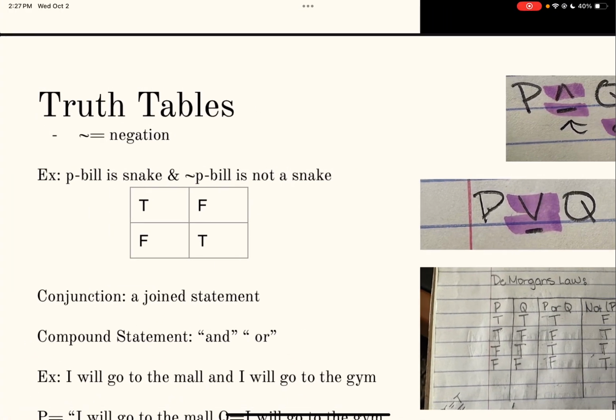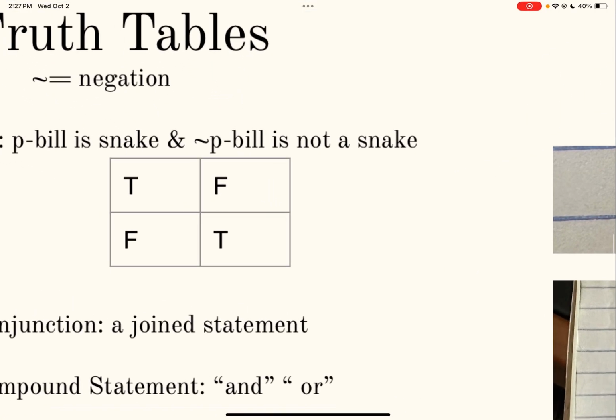So for that truth table, I would have two columns. In my first left column, I would start off with true, and then I would put false underneath it for every possibility. And in the right column would be the negation, so the opposite. So if my left column says true, then I'm going to put false in my right column. And if my left column says false, then I'm going to put true in my right column.